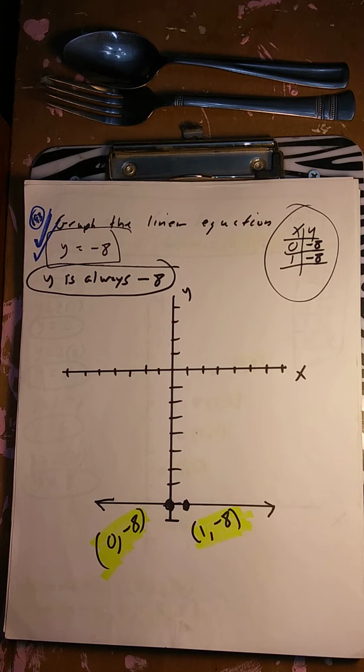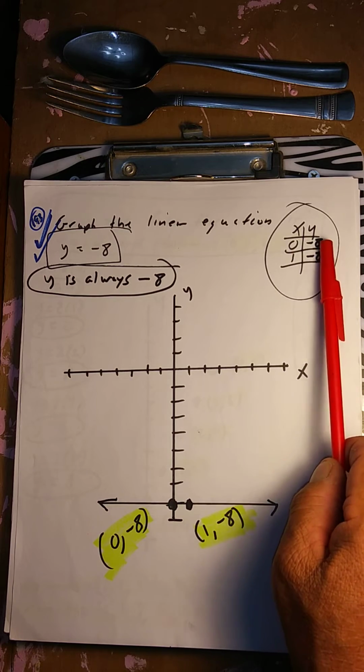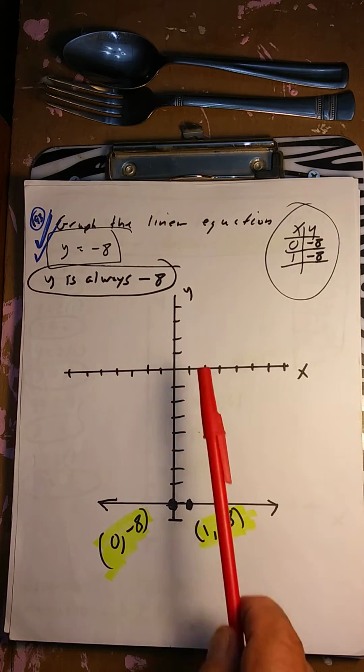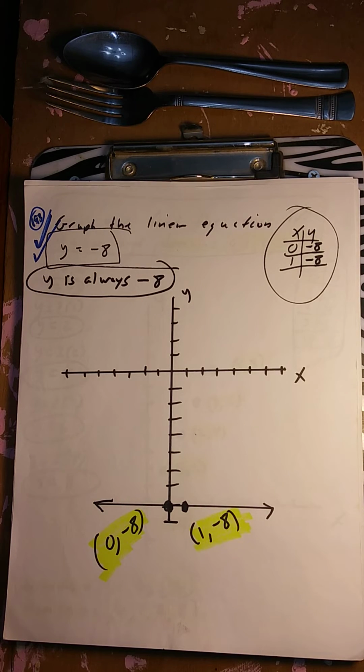Y equals negative 8 is the same thing. Y is always what? Negative 8. So no matter if I put 0 or 1 here, it doesn't matter. It's going to be negative 8 for that y. So (0, -8), (1, -8). It goes like that.